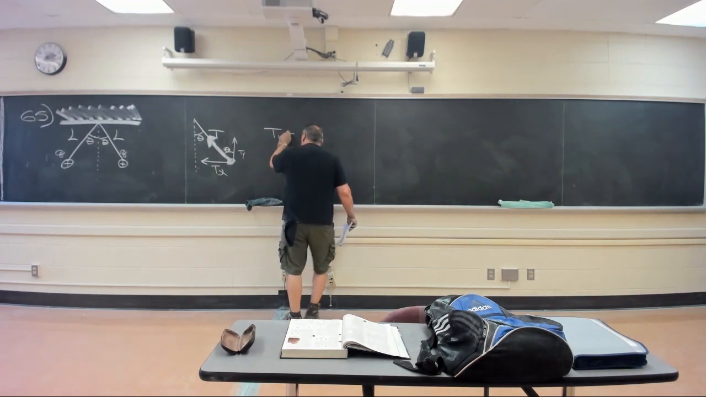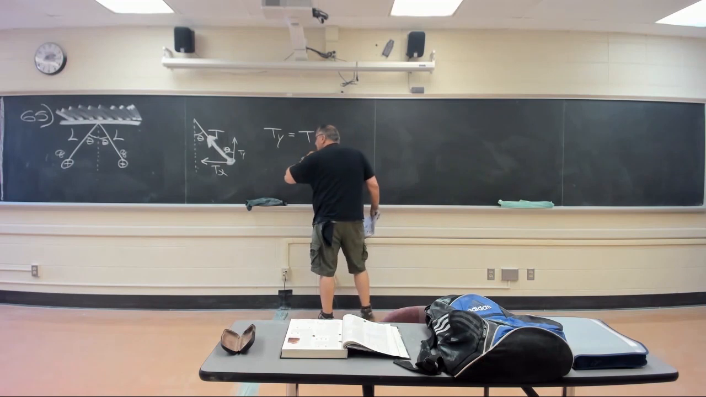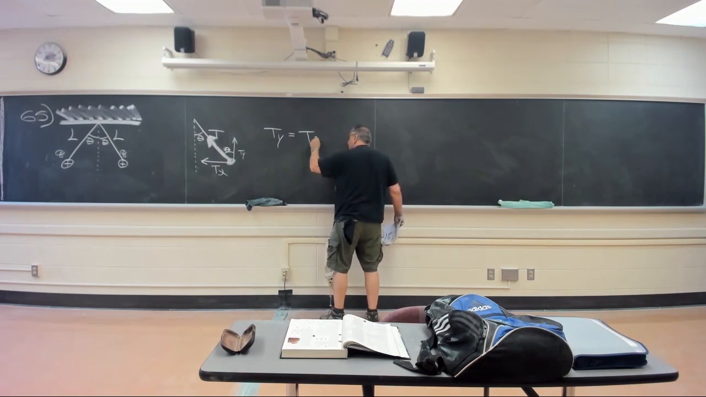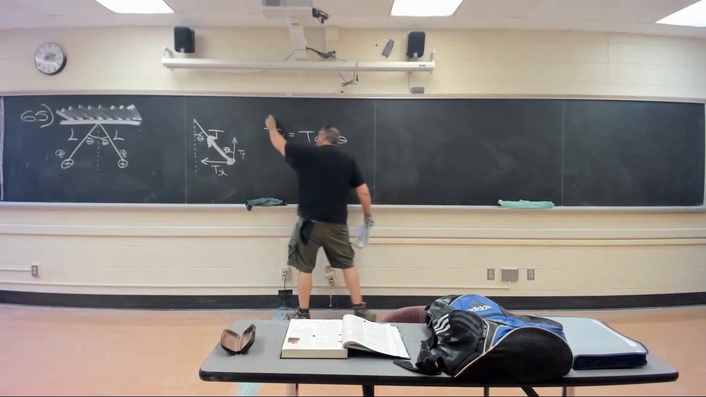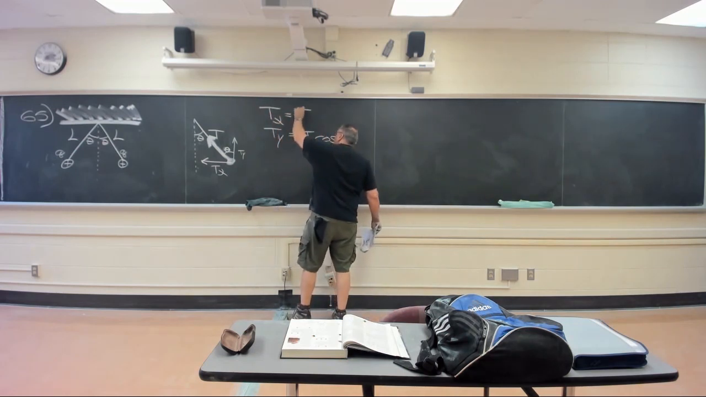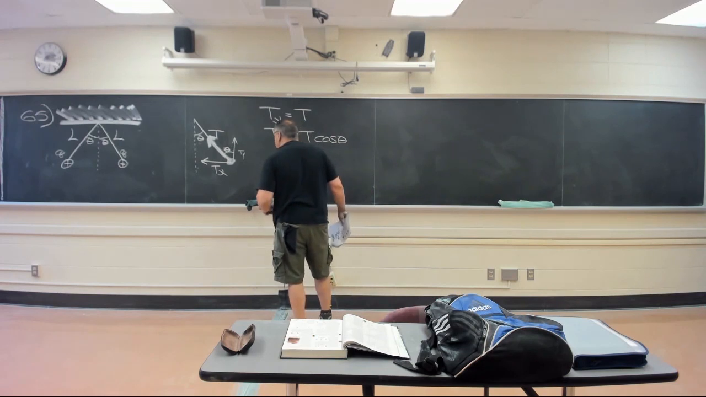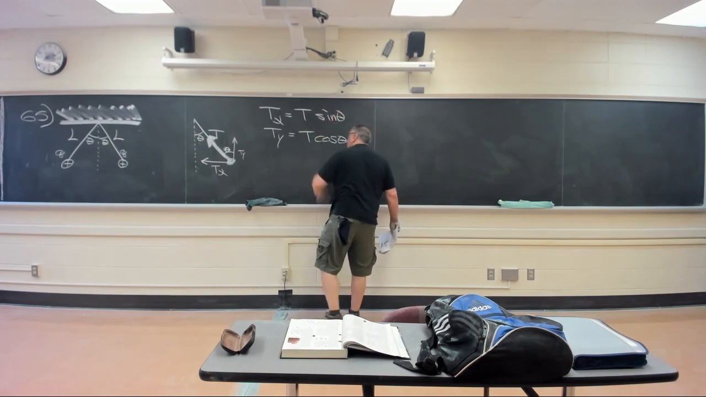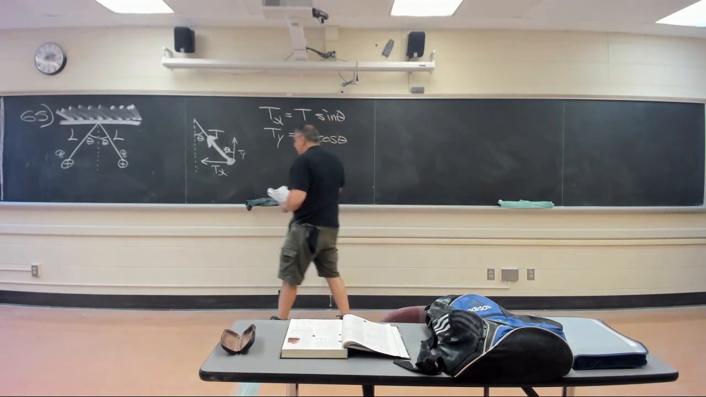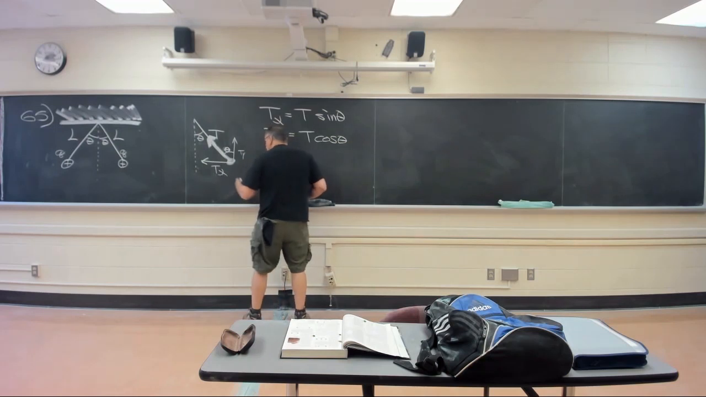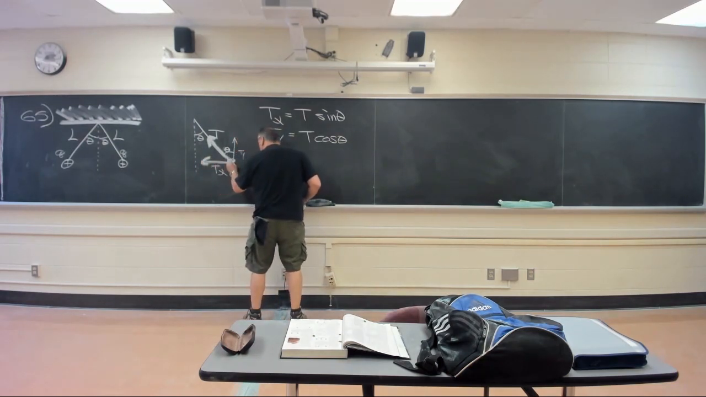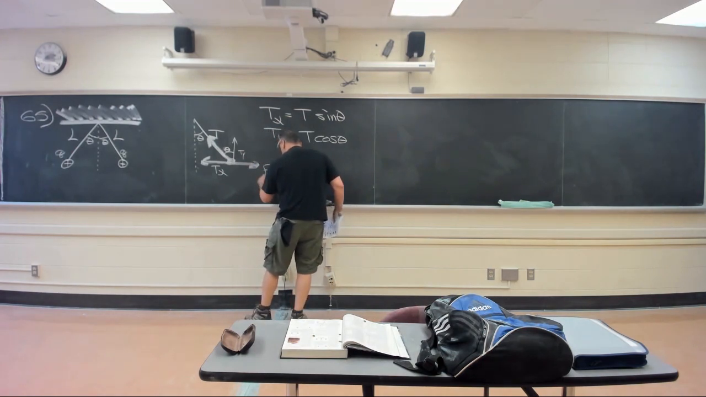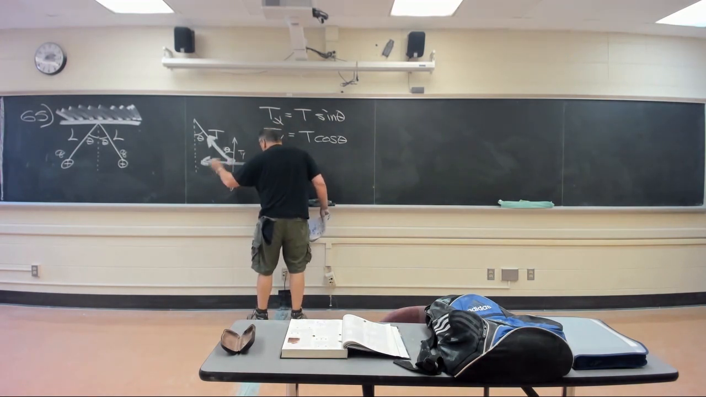Not a great drawing, but alternate interior angles congruent. There's theta. Ty is T cosine theta. Tx is T sine theta. This is starting to look familiar already. So what's going on here? Well, the Tx is identical to F sub E. And the Ty, equal in magnitude at least, is equal in magnitude to mg.